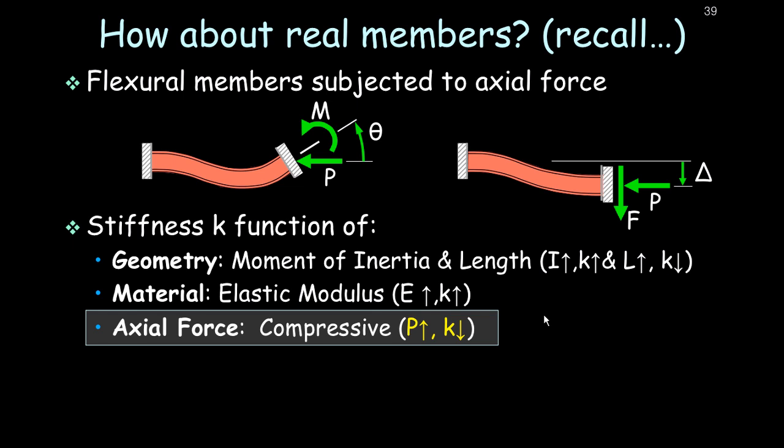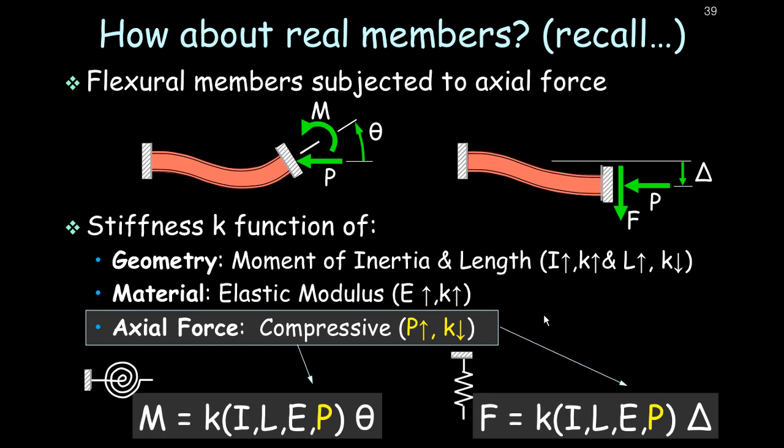But now there's a new player here, and that's axial force. As I was showing you before, the axial force, if it's in compression, is actually going to reduce the bending resistance of these two members. If we think of the member on the left as some type of rotational spring, during the last lecture we said that stiffness in that bending member is a function of its moment of inertia, its length, and its material modulus.